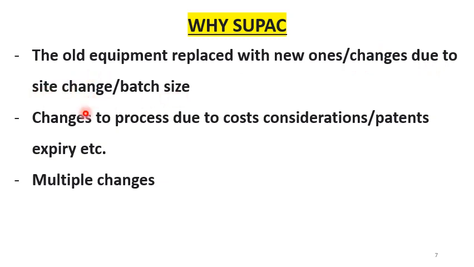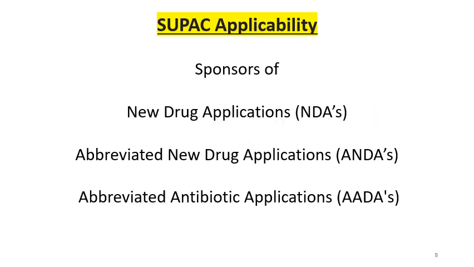that's why changes to the site or batch size are required. Then changes to the process due to cost considerations and also the patent's expiry. If the product is approved with a non-infringing technology and now the patent has expired, the old and tedious process can be changed to a simple process. That's why the process may change. Then sometimes multiple changes are required to be done to the formulation in the life cycle of the formulation. That's why SUPAC is very important.